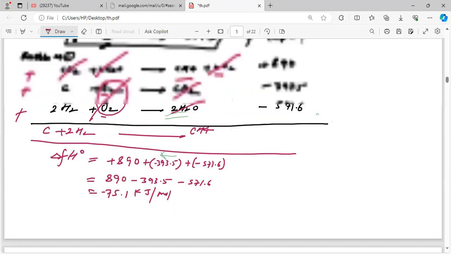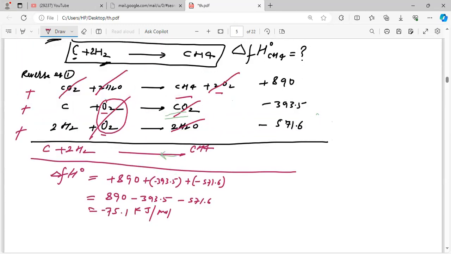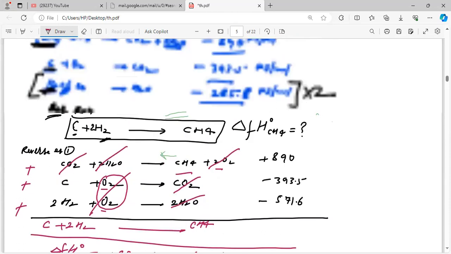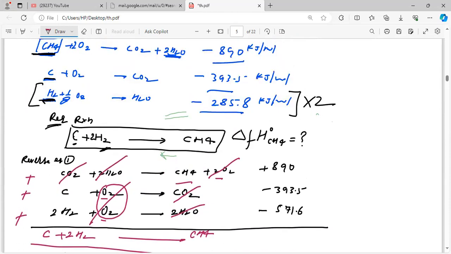285, is something in the multiplication wrong or what? So why is 75.1 coming, sir? The answer given is 74.8. So 285.8 multiplied by 2. So 2 8s are 16, 2 5s are 10, plus 1 is 11, 2 8s are 16, plus 1 is 17, 2 2s are 4, plus 1 is 5. And here 393.5, 890.0.